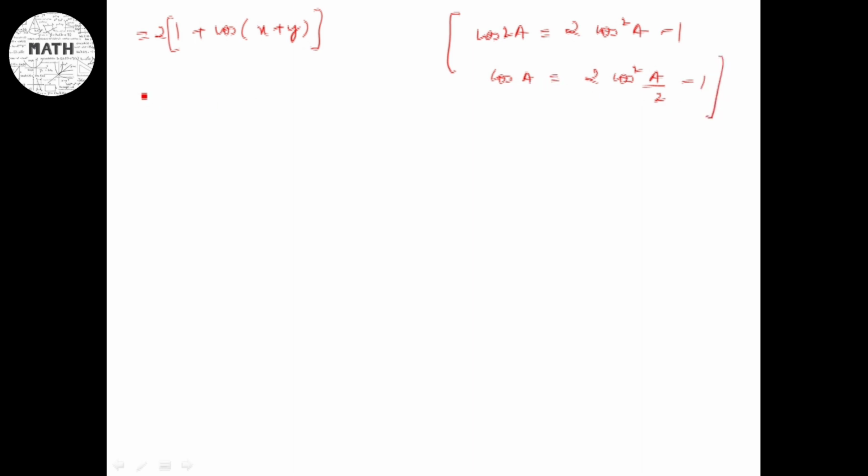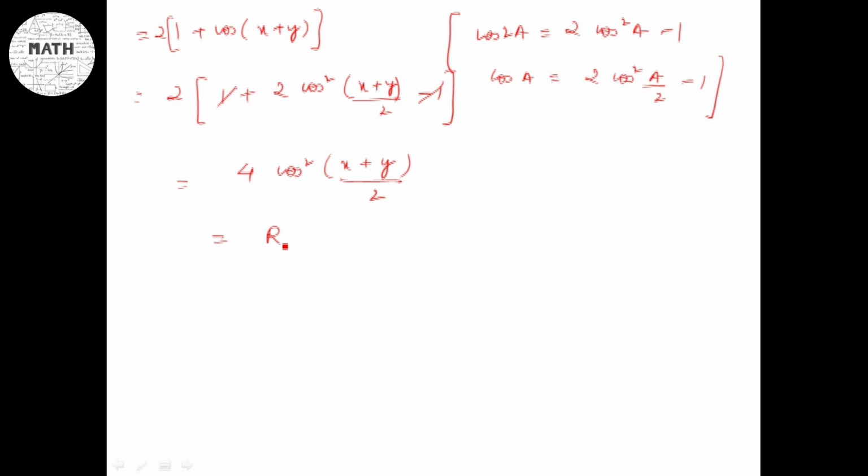Okay, so same thing. If I apply this one over here, I get here 1 plus 2 cos square x plus y by 2 minus 1. So 1 and minus 1 cancel, so 2 times cos square x plus y divided by 2, which happens to be your right hand side. So that's all about your question number 3. Okay, let me do one more question.